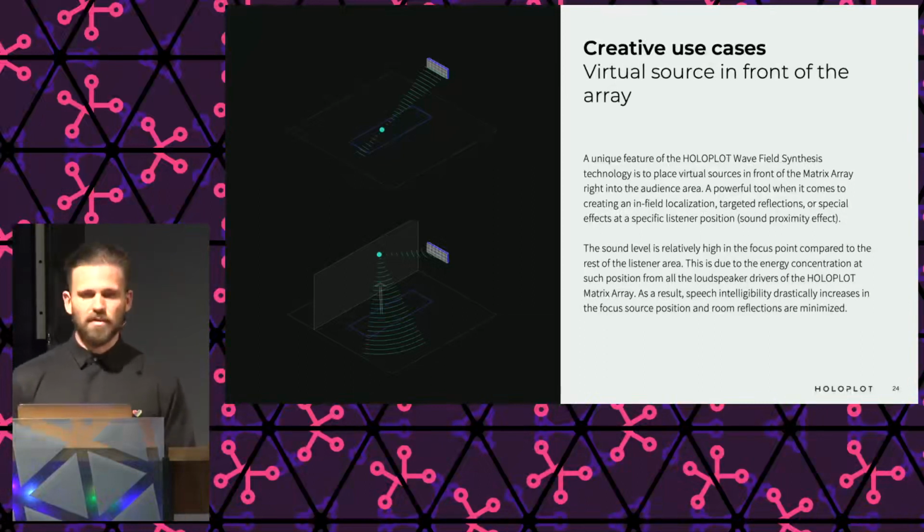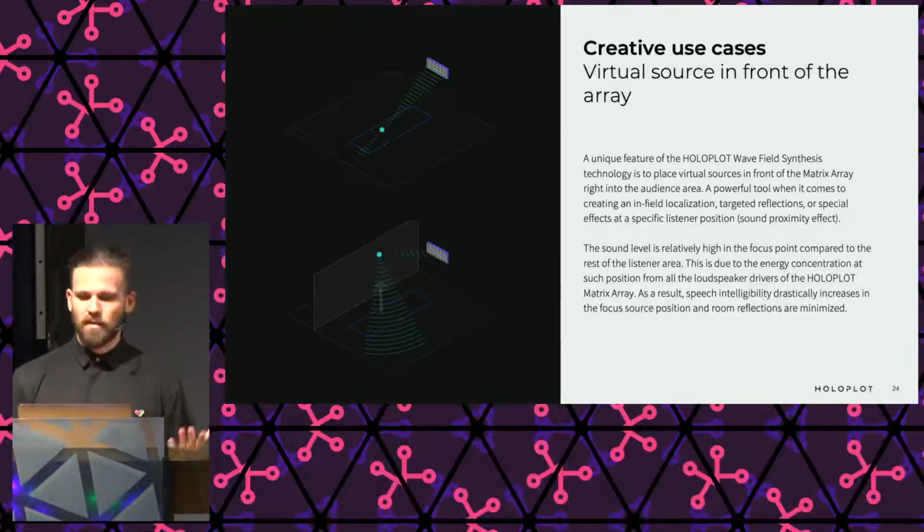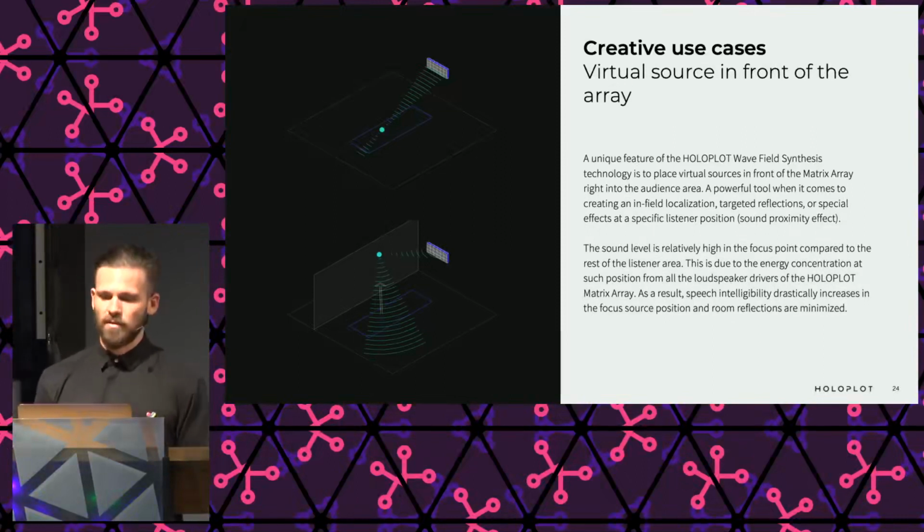These targeted reflections are localized on the wall and not from the matrix array. So as a result, you can experience them as if they were one additional sound source or a loudspeaker that you can use for effects. So basically, even if you have a centralized system, you could still deploy a fully immersive experience in the venue where you are deploying that system.